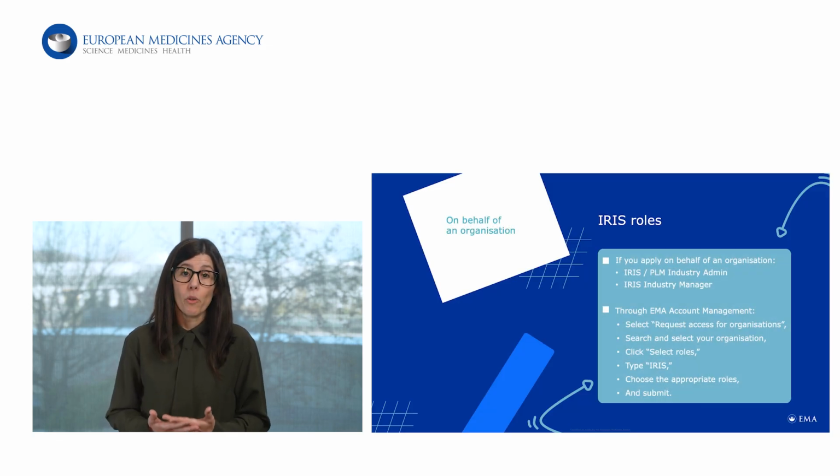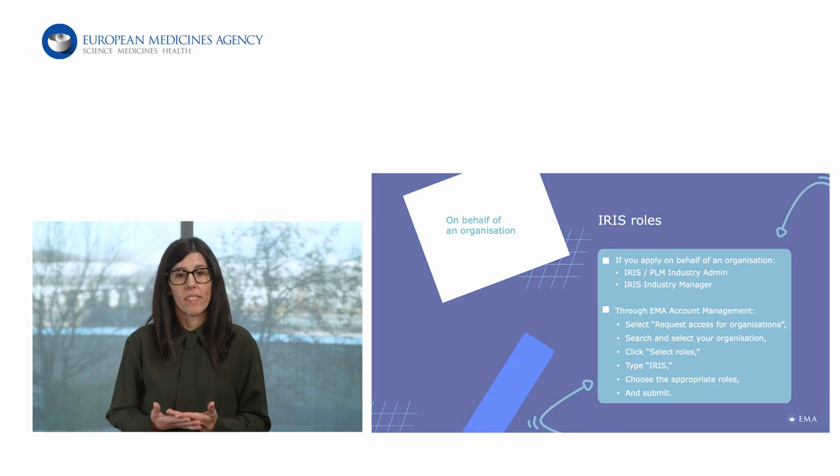Once the OMS registration is complete, you need 2 specific IRIS roles to be authorized to act on behalf of this organization within IRIS. 1. IRIS PLM Industry Admin. With this role, you can approve user access requests. 2. IRIS Industry Manager roles. With this role, you can submit, edit, or withdraw an application. To request these, log into your EMA account, select Request Access for Organizations, search and select your organization, click Select Roles, type IRIS, choose the appropriate roles, and submit.